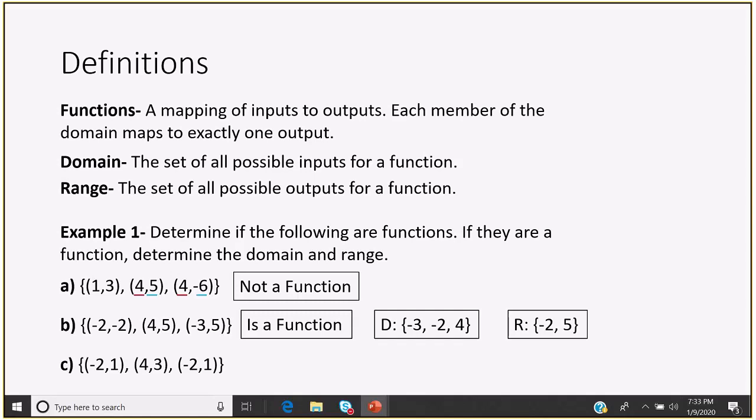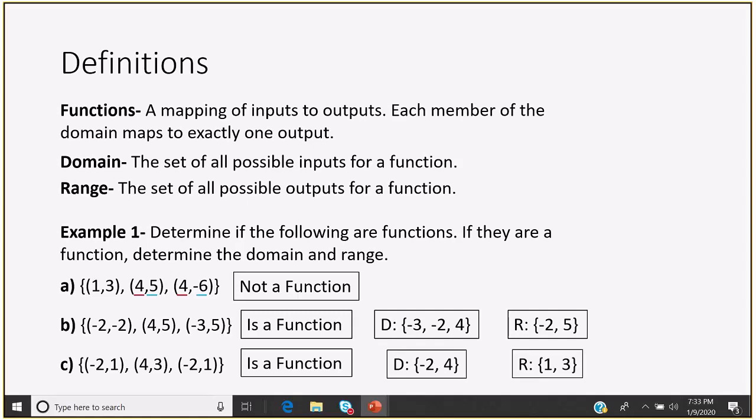We have -2 and -2, but they're actually being mapped to the same output. So even though it doesn't seem like it's a function, those -2 to 1 and -2 to 1 are actually just being redundant. The truth of the matter is, no matter what, you're taking your -2 and mapping it to a single output of 1. So it is a trick question. It is a function. So my domain is -2 and 4, and my range is 1 and 3.